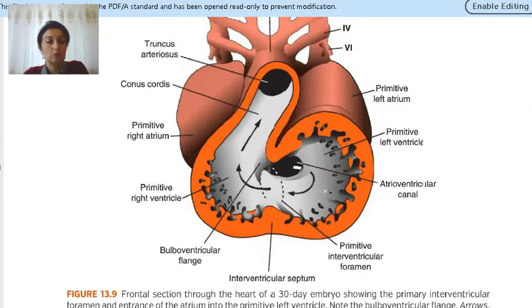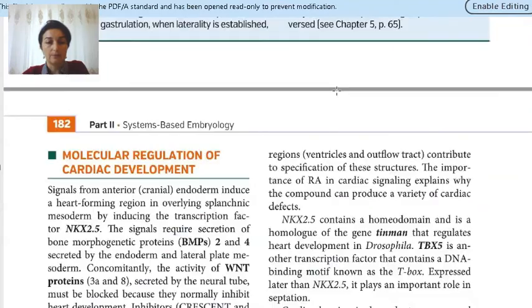This is between the right and left ventricles, and that is an atrioventricular canal that connects the lumen of the atria with the lumen of the ventricles. And here the right atrium will develop further, and that will be the primitive left atrium.